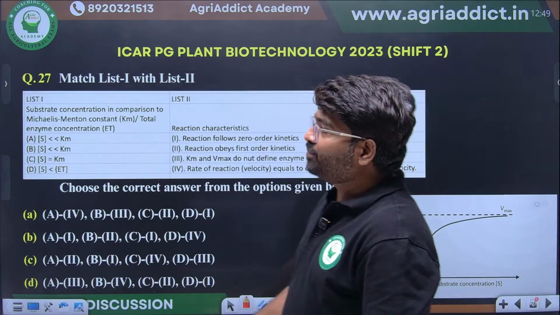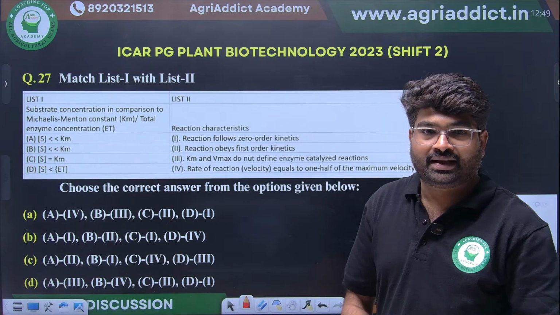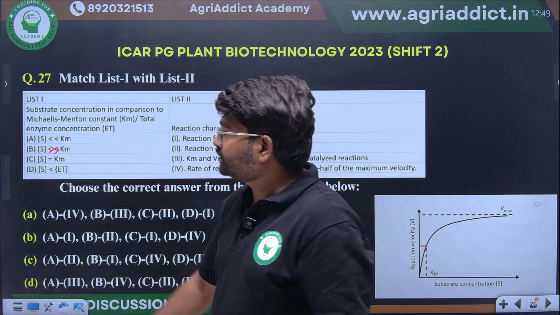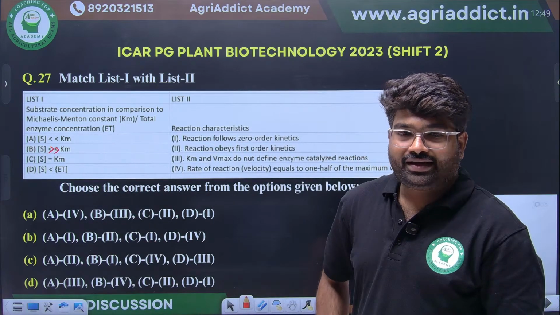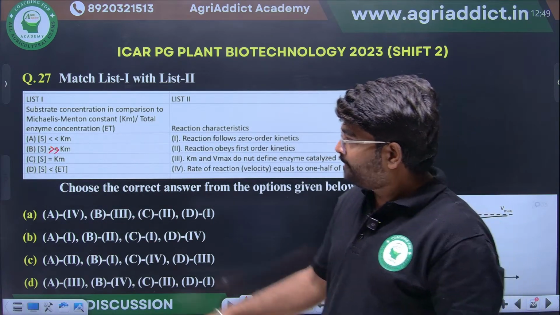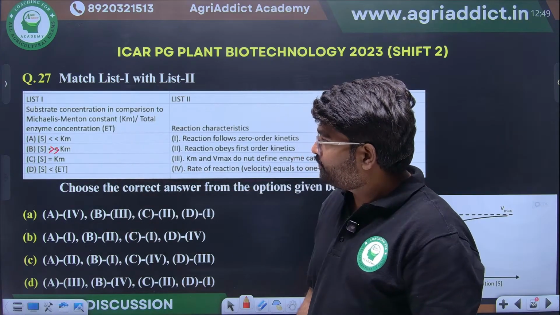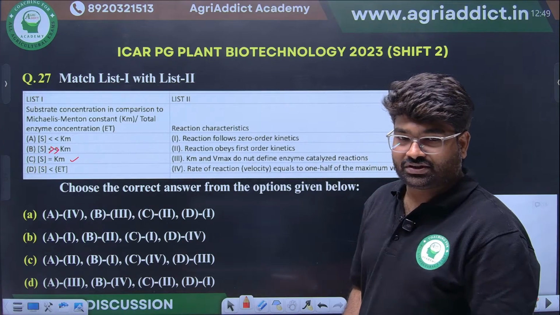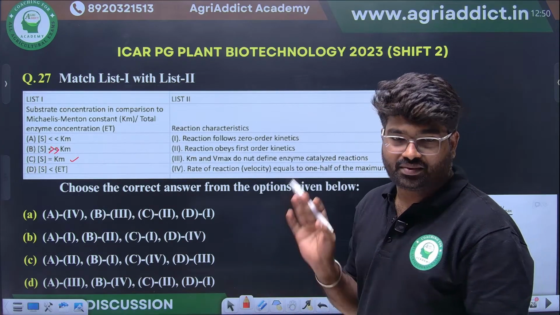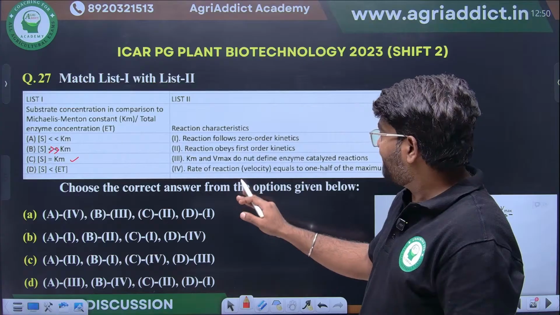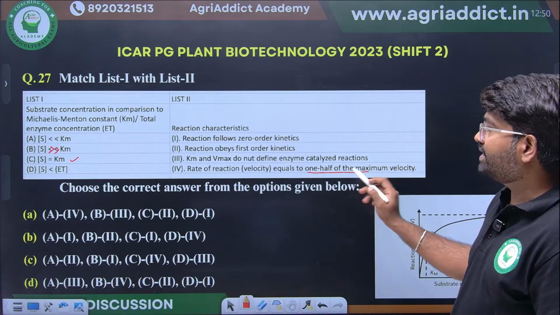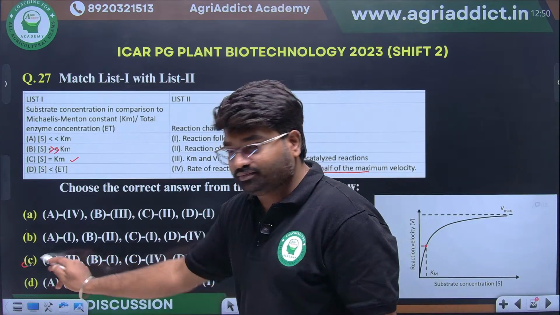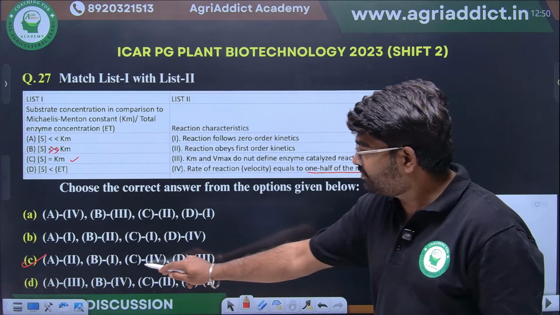Another important question they have asked is from enzymology. This is greater than, not less than. Anyone can solve this one. It is very simple. Among these 4 options, we know if substrate concentration is equal to Km, the rate of the reaction is equal to half the maximum velocity. So 3 will come in option 4. C is coming in option 4. Simple. Work smartly.